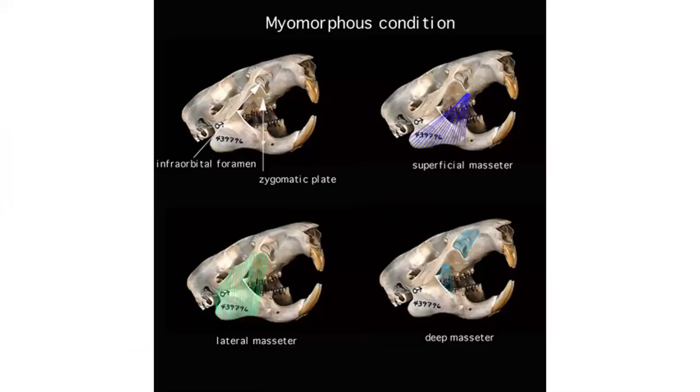So like hystricomorphic, in the myomorphic condition, or whatever you want to call it, there's a muscle passing through that hole, but it's differently shaped in this case. And that hole is called the infraorbital foramen, in case that comes up in your key.